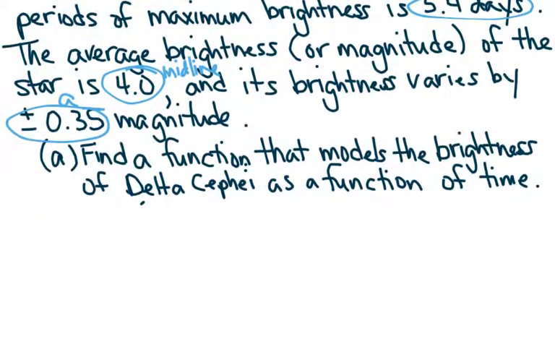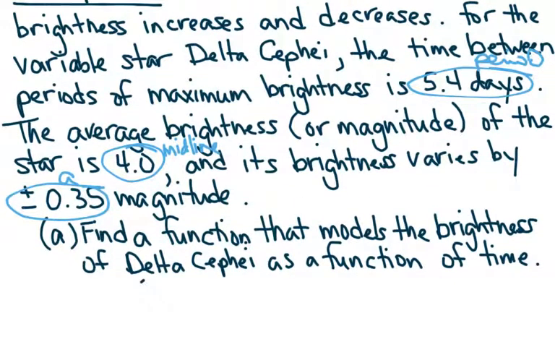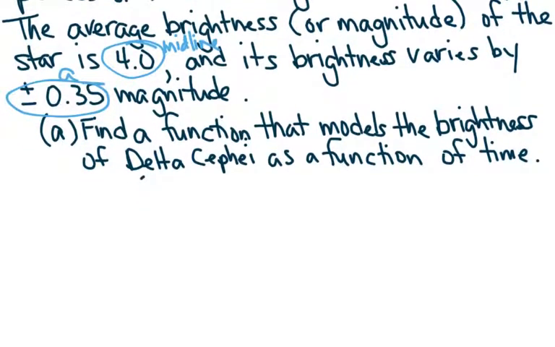All right, so in order to write this equation, the first thing I have to determine is, am I going to write a sine equation or a cosine equation? Well, since it says that the time between periods of maximum brightness is 5.4 days, that means the graph must do this, and therefore it's going to be cosine. Next, I know that we're going to have an amplitude that's going to be 0.35. The graph is going to start with positive 0.35 because it tells me in the problem that it starts at its maximum.